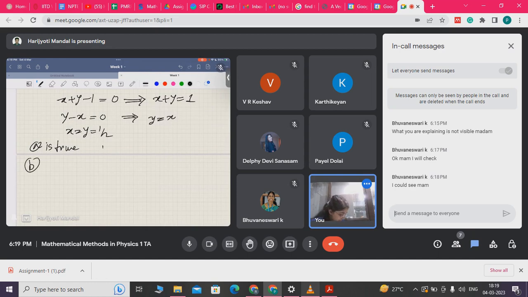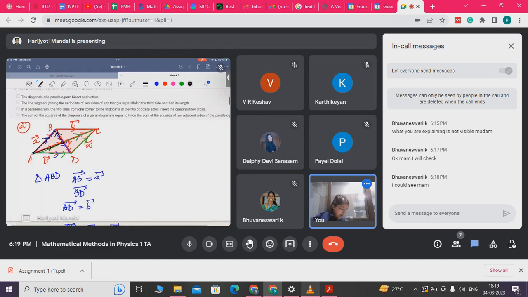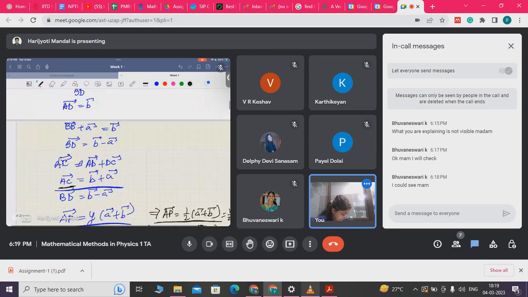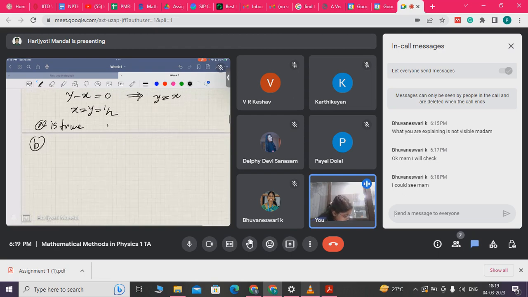Okay, now we'll prove statement B. The statement is: the line segment joining the midpoints of two sides of any triangle is parallel to the third side and half its length. So we know it is true from our class 10 mathematics knowledge, but here we have to prove it via vector notation. So here I have drawn a triangle ABC.